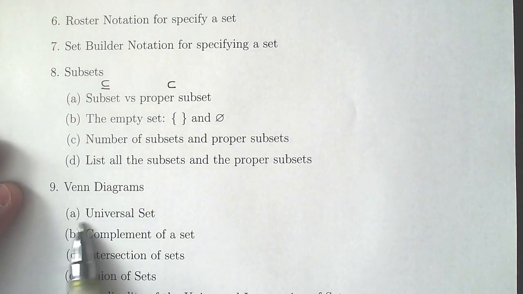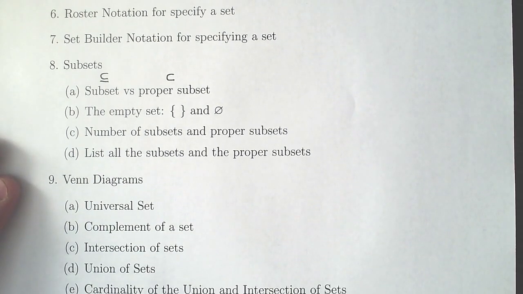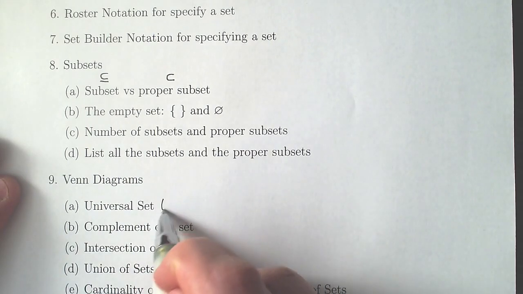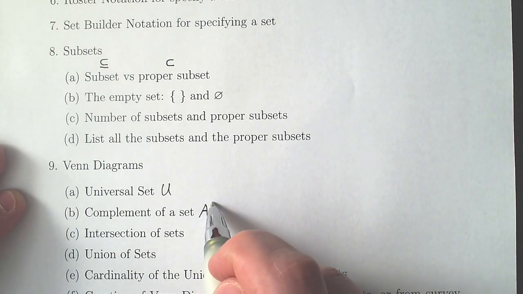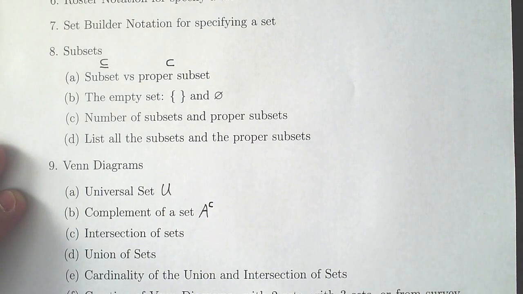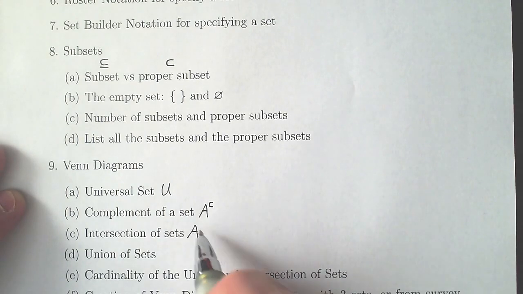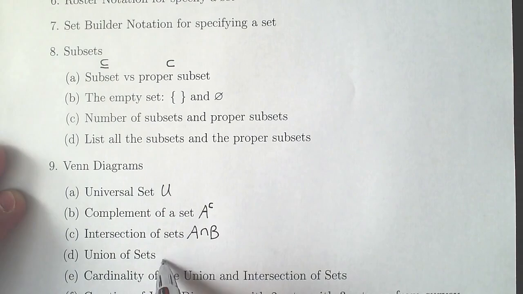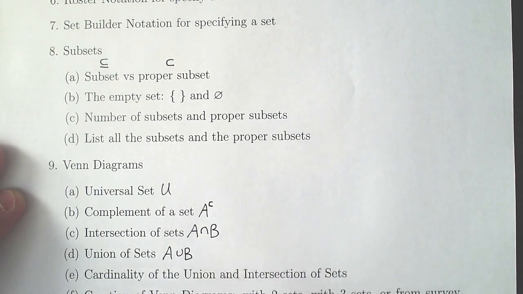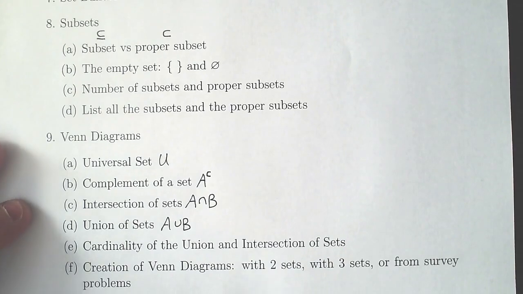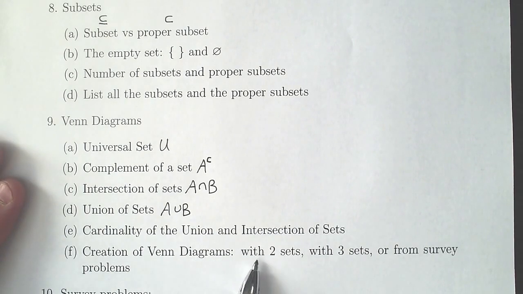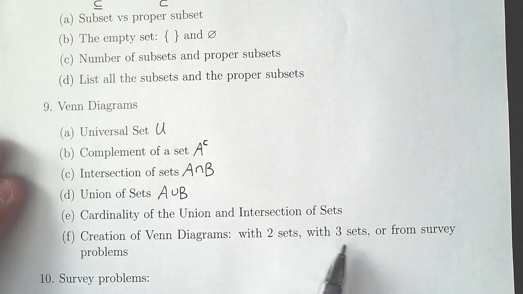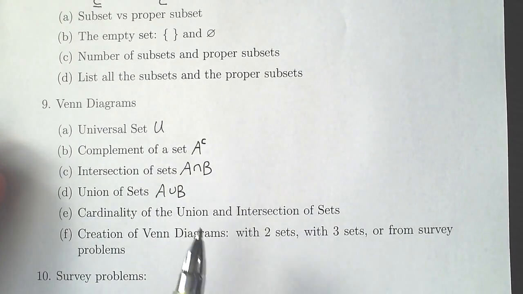And then we talked about Venn diagrams. So this is some of the more recent stuff. Universal set is usually with an uppercase U. The complement of a set looks like that. The intersection of sets could be something like this. Union. So you should know what those symbols mean. Cardinality of the union and intersection of sets. And then creation of Venn diagrams, typically with 2 sets or 3 sets, might be like an A, B, C.